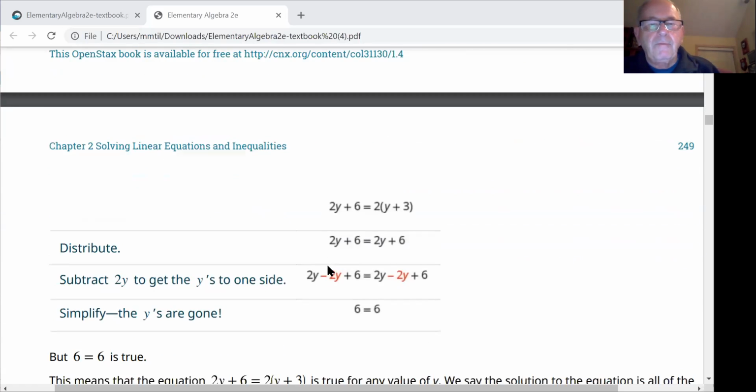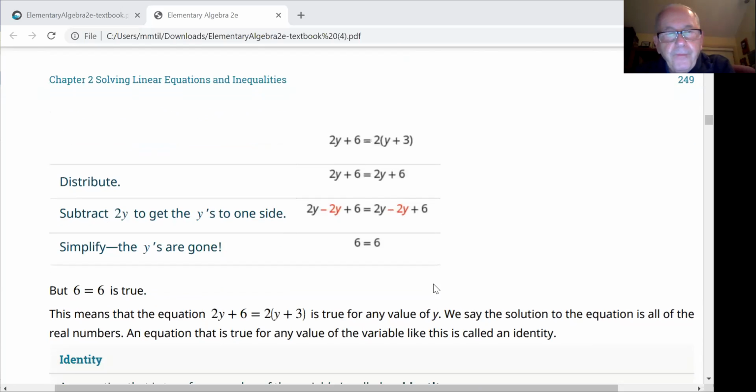Let's see when we solve for y. Well, first of all, you distribute. So you're going to have 2y plus 6 is equal to 2y plus 6. Now, if you take away negative 2y from both sides, the y's go away. They're gone. All you're left with is 6 is equal to 6.